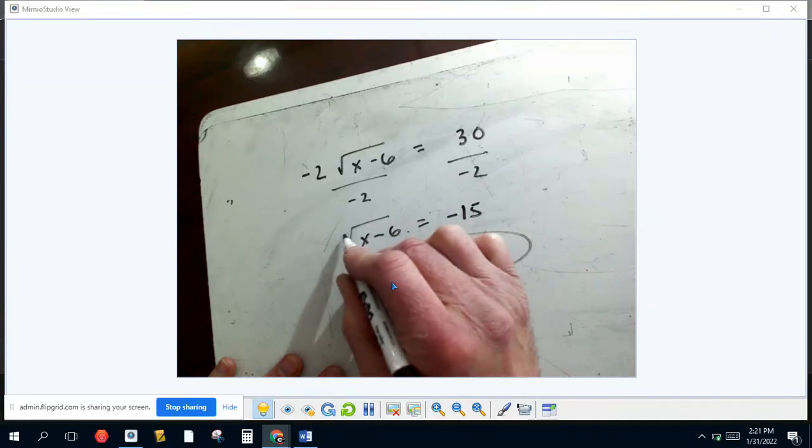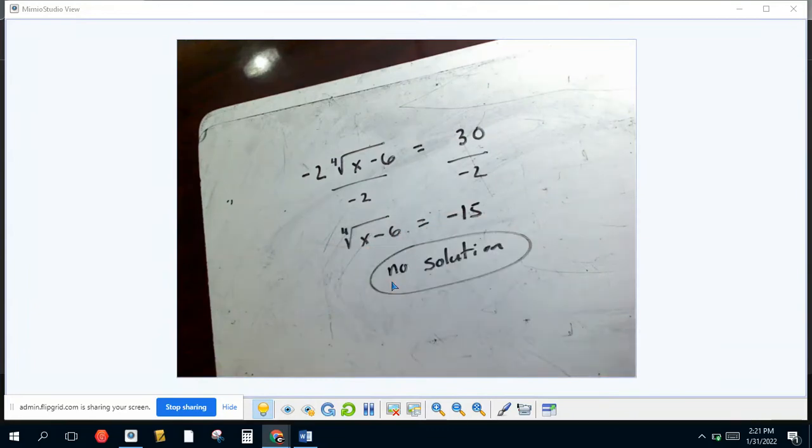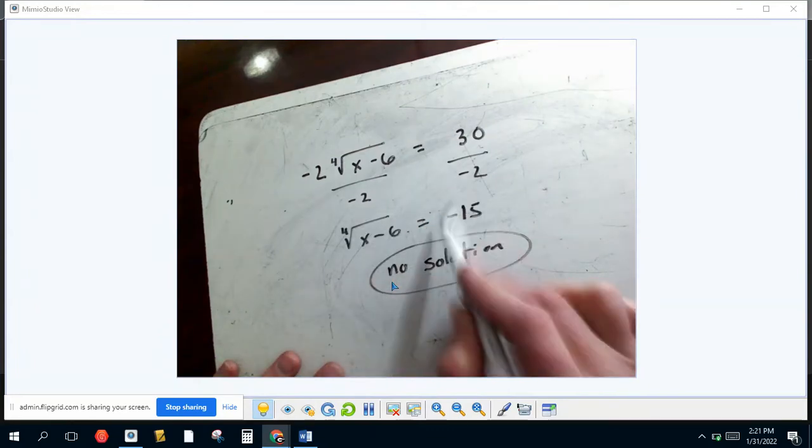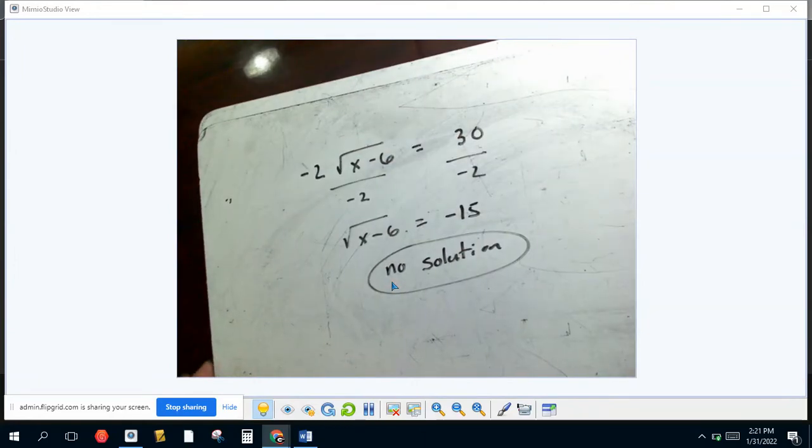Again, even if it was, say, the fourth root, same deal. You can't have an even root equal to a negative. Okay, so just be aware of that piece.